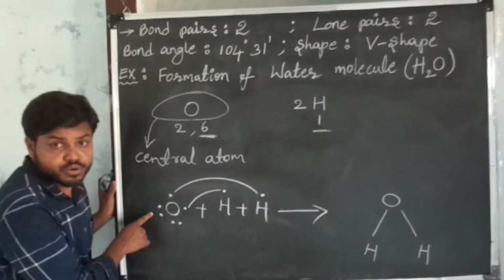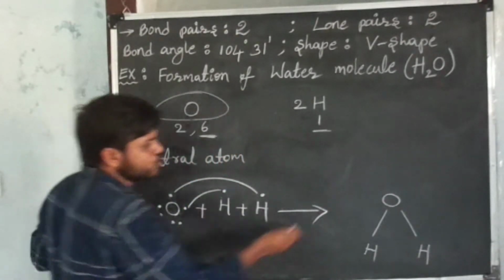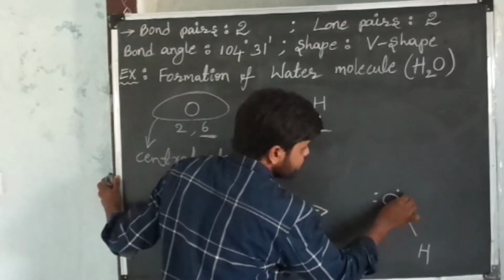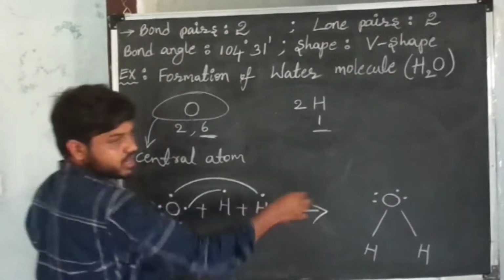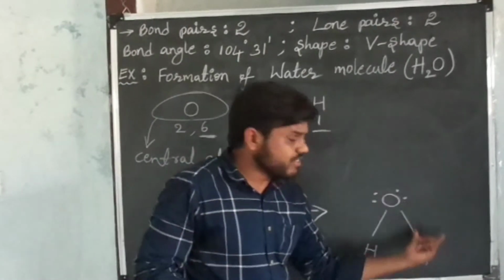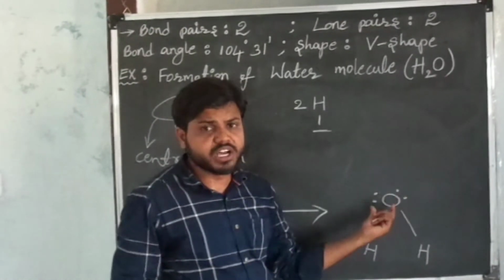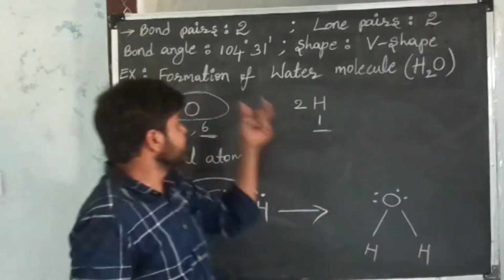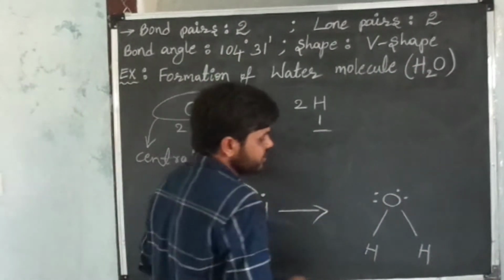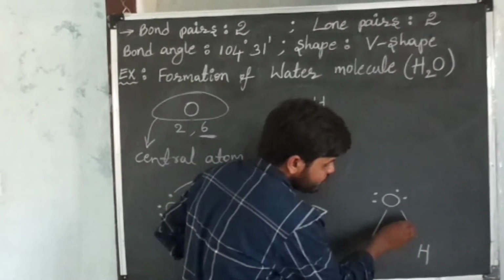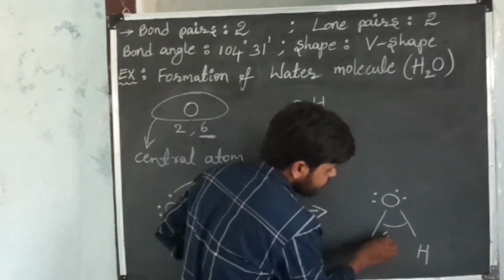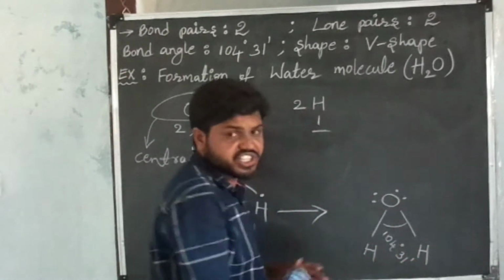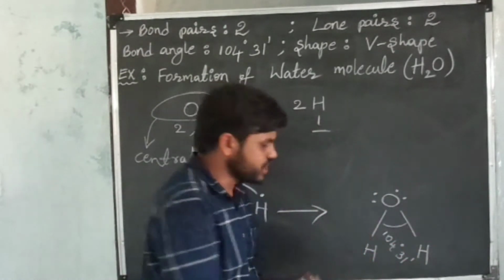In oxygen, there are 2 lone pairs. I am placing these 2 lone pairs around the symbol of oxygen. This is our required structure of the water molecule. We get the water molecule in V shape, and the bond angle is 104 degrees 31 minutes. The bond angle between the 2 bond pair electrons is 104 degrees 31 minutes. The shape of the molecule is V shape.